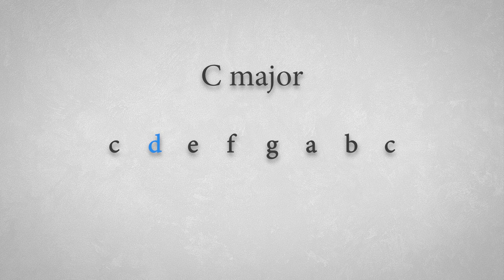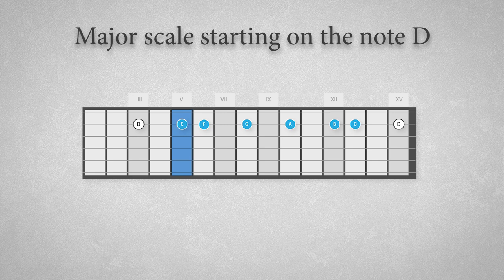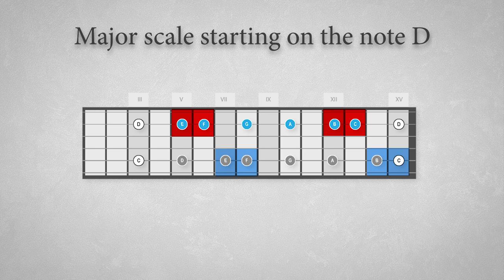scale starting on the next note D instead of the note C. D, E, F, G, A, B, C, and D are positioned on the neck of the guitar like this. The order of whole steps and half steps are different than what we saw with the C major scale. The half steps are at the wrong positions, and therefore the scale will sound a little off. Now, to repair that, so the scale sounds like a proper major scale, we have to reposition some notes. And to do that, we need to raise the third note F, so it becomes an F sharp.